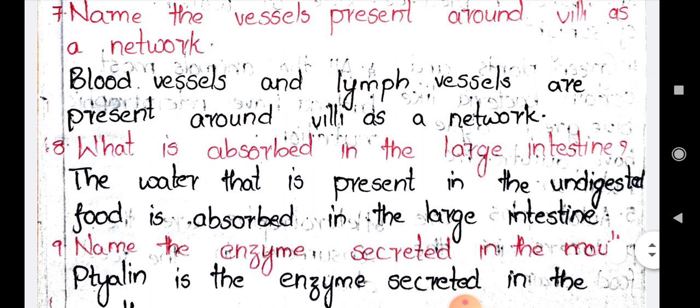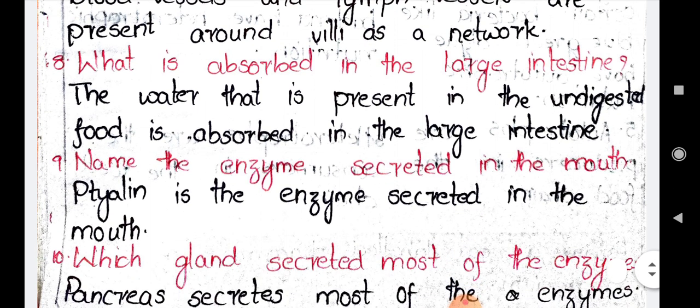Next question, what is absorbed in the large intestine? Here this bit can also be asked in some other form, that is, digestion does not occur in the large intestine. So the digestion stops only up to the small intestine. What happens is, after the absorption of the digested food in the small intestine, the undigested food will be sent to the large intestine. So listen clearly. The undigested food from the small intestine enters into the large intestine.